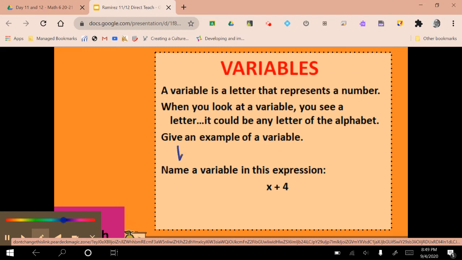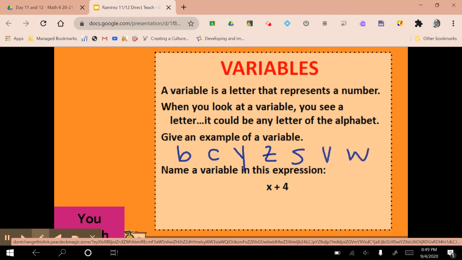You could say B, you could say C, you could say Y, Z, S, V, W, any letter of the alphabet could be a variable. So name the variable in this expression, x plus 4. What is the variable? If you said x, you're correct. X is the variable in this expression.